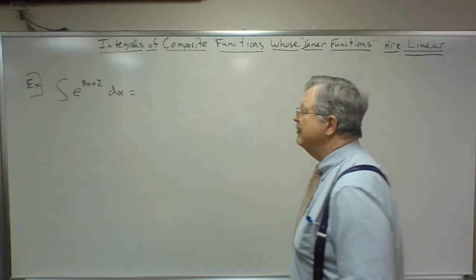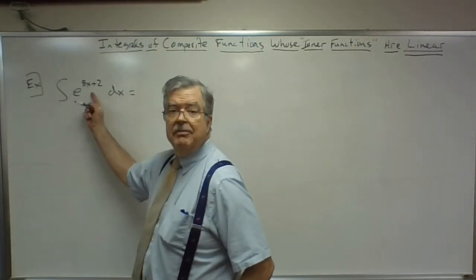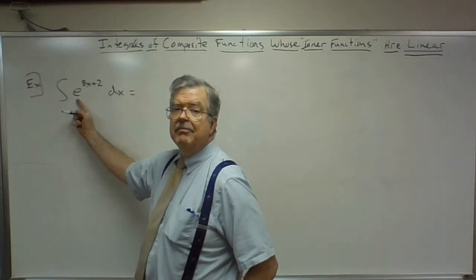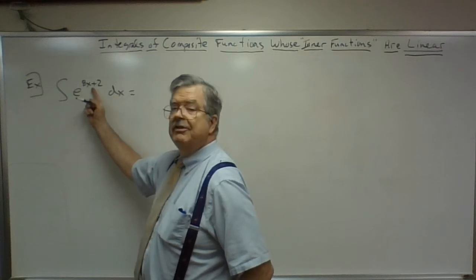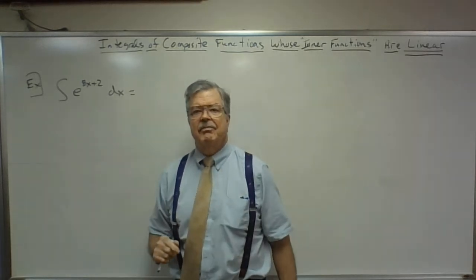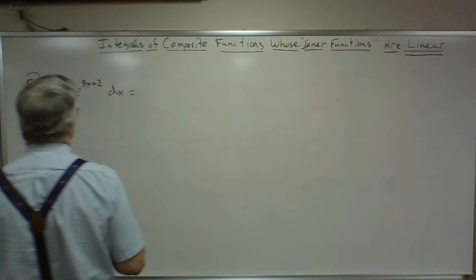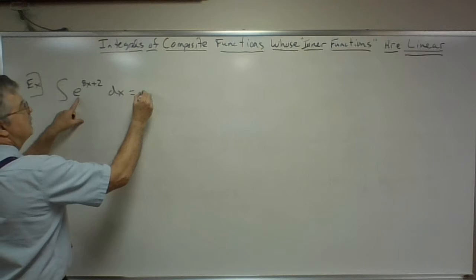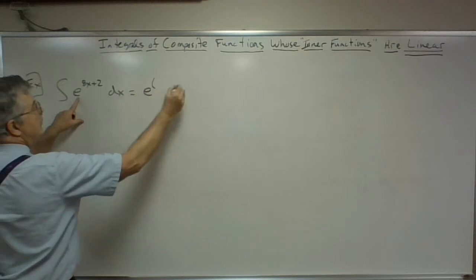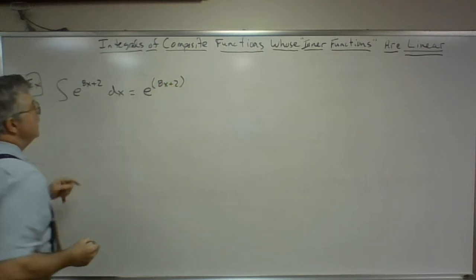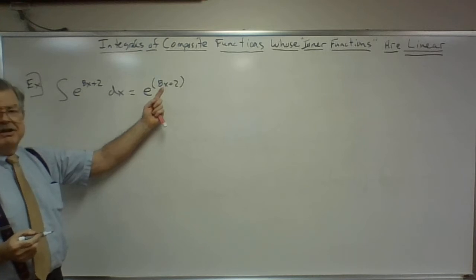Here's a good one to start off with. This is a composite function. The outer function is e raised to the power of something. The inner function is 8x plus 2. The inner function is a linear function. So how do we integrate this? We take the integral of the outer function, evaluated at the inner function. And because the inner function is linear, we can just divide by the derivative of the inner function.